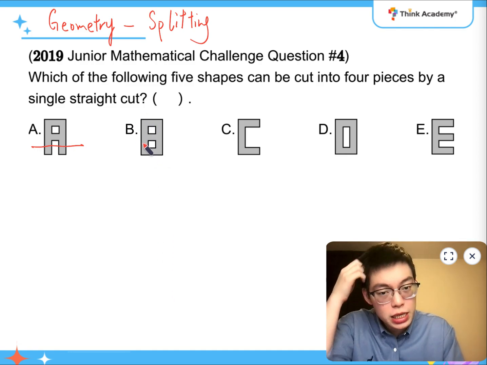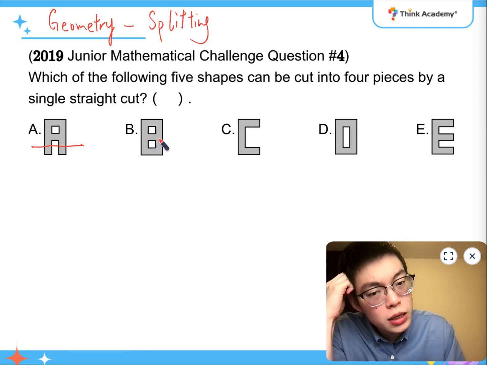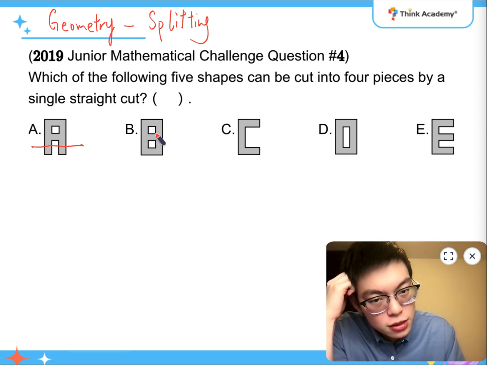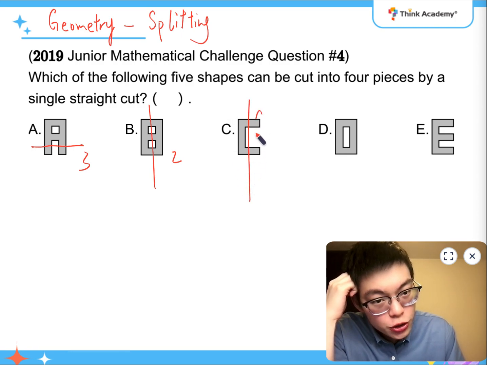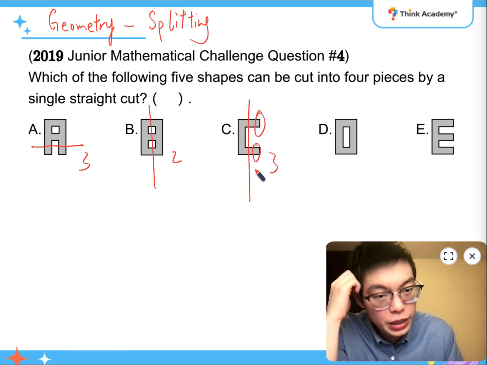But for B, since the whole thing is a whole, like, they are all connected to each other without any loose ends. So there's no way I can cut it into 3 pieces, right? So I can do 2 only. And as for C, there are 2 loose ends, so we can cut it into 3 pieces.